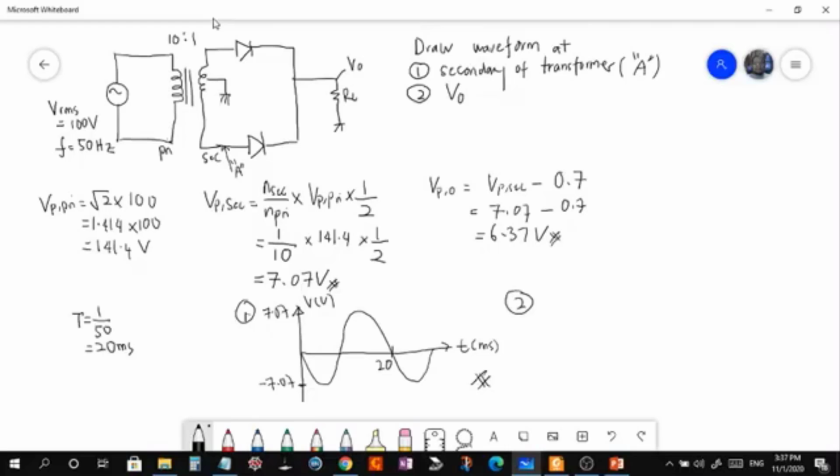For number two, this is the full wave, so you can draw the shape of the full wave rectifier. This is 20 milliseconds, and the peak voltage is 6.3 volt. So this is the output voltage. So this is the answer.